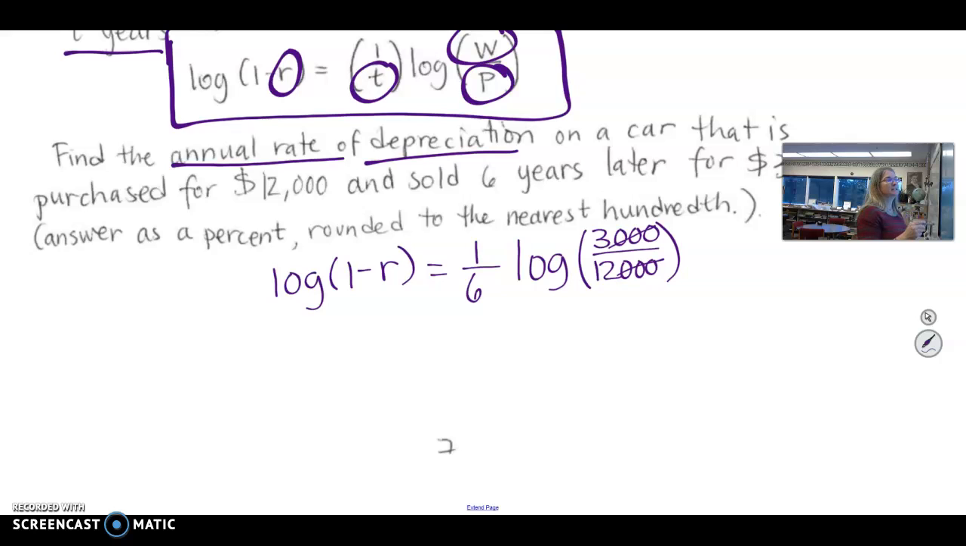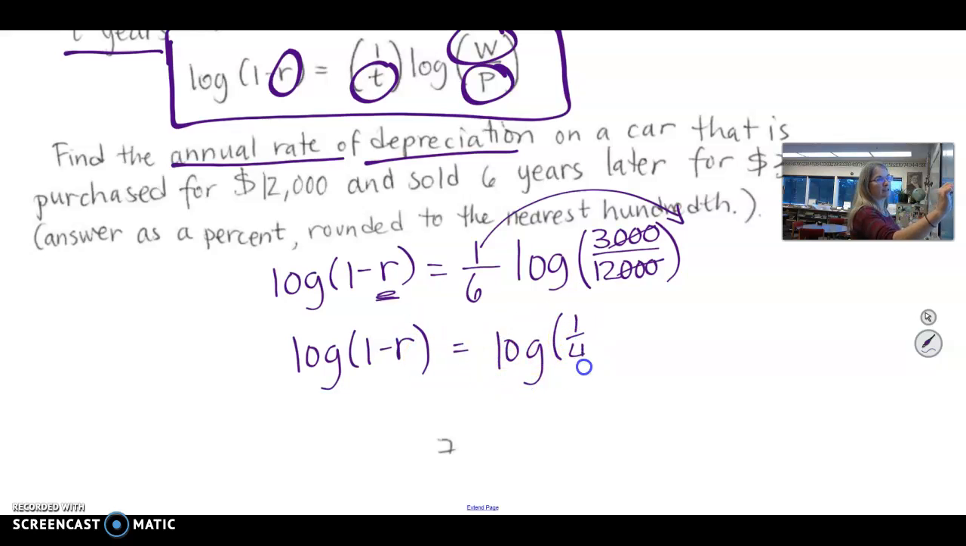Now, to solve this, I have R stuck inside this logarithm, so I'm going to simplify the right side first. One of the things I can do is bring the 1/6 back up top, and I get log of 1/4, because that's what 3,000 over 12,000 simplifies to, to the 1/6 power. Now this is just a number, and I could put that in the calculator because its base is 10, since there's no base written there, and over here the base is 10 as well. I'm just going to leave it in this form, and I'll put it in the calculator in a minute.